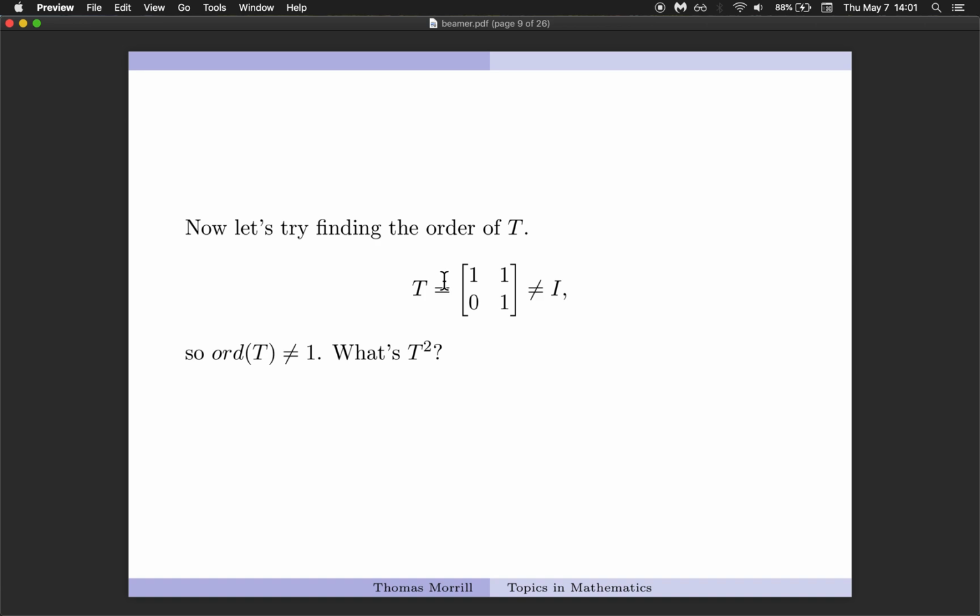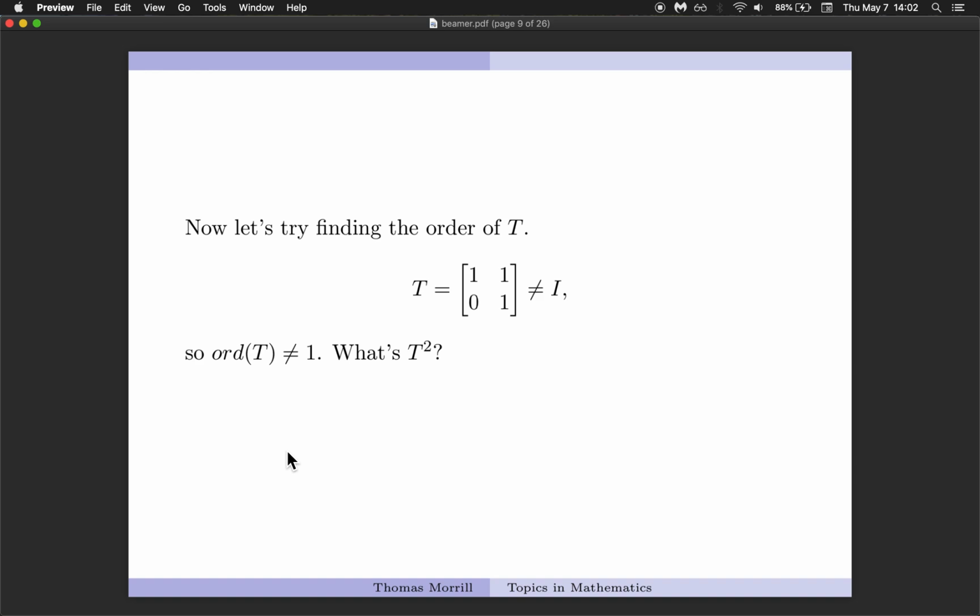So T has coordinates 1, 1, 0, 1. And first off, I'm going to check, is this the identity matrix? No, it is not. The identity matrix has a 0 in its top right coordinate. So my matrix T is not the identity, which means that my matrix T does not have order equal to 1. It's got to have some greater order.